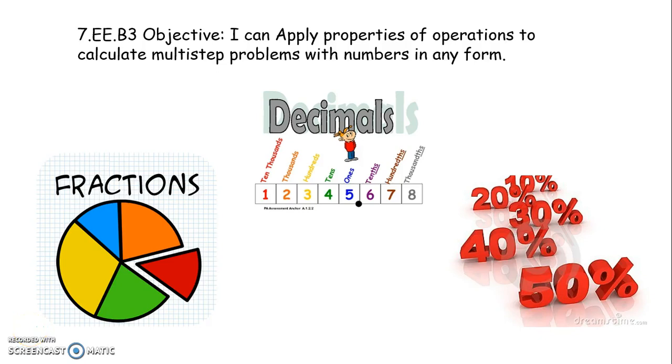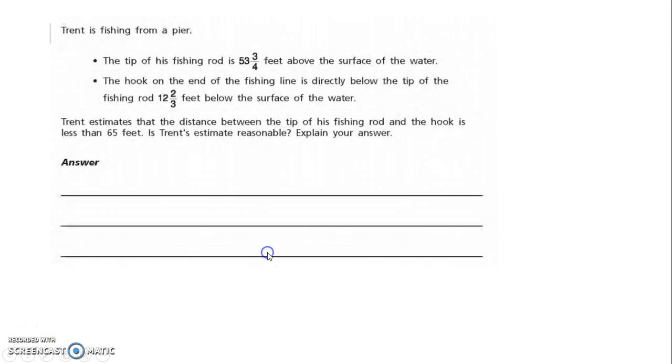This video is a continuation of last night's lesson where we have to be able to solve multi-step word problems with numbers in any form. And tonight we're going to focus more on fractions. Last night's focus was really on decimals. But it says I can apply properties of operations to calculate multi-step problems with numbers in any form. And tonight again we're going to focus mostly on numbers in fraction form.